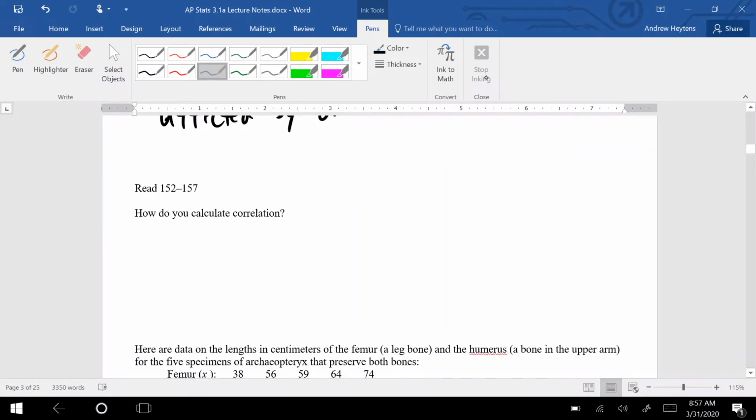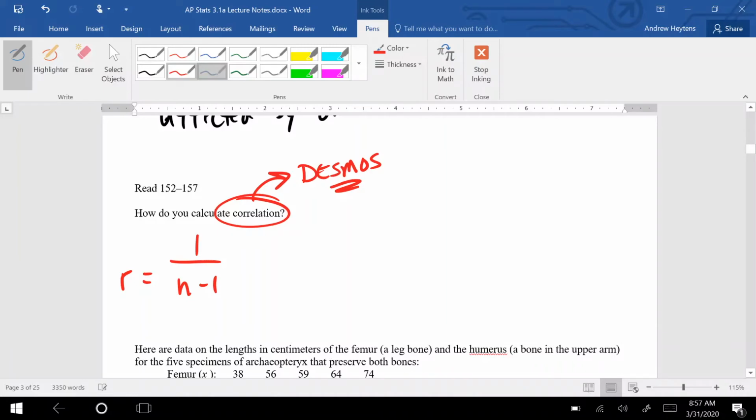Okay, how do you calculate correlation? So I'm going to put up a complicated looking formula. And then normally this is the part where I say, hey, your calculator will do this for you. Only this time I'm going to say, hey, Desmos will do this for you. So your R value mathematically is 1 over n minus 1 times the sum of all this fun stuff.